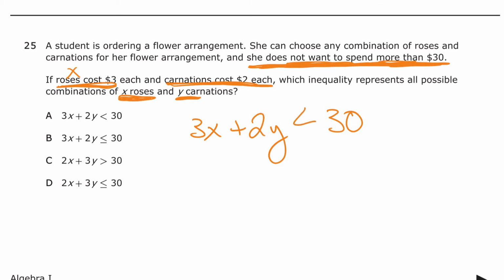Now, the question, should it have an equal sign underneath it? Is it less than or equal to, or just less than? Well, it can't be more than 30, but it could be equal to. So it does need the line underneath it, and the answer is B.